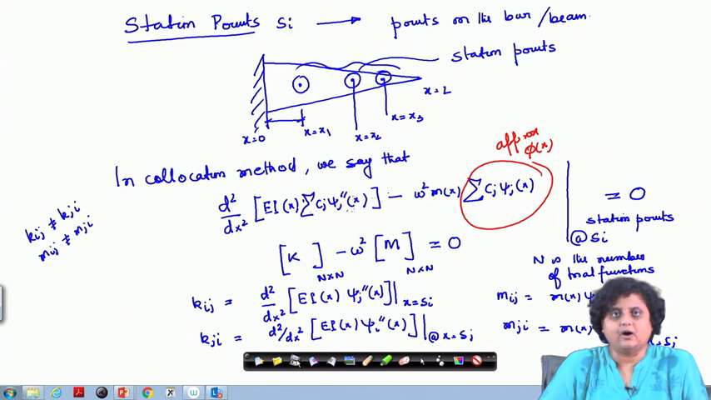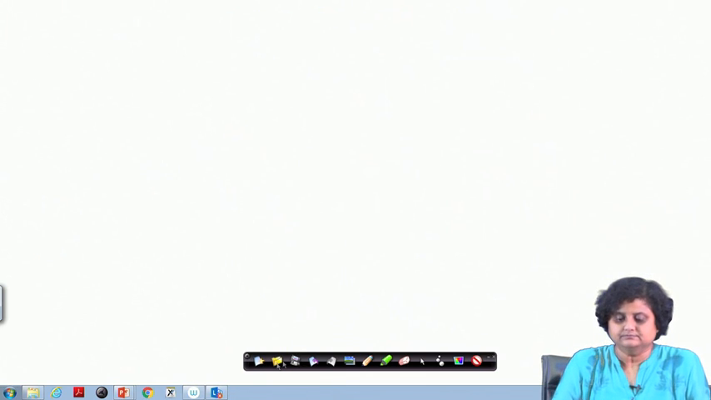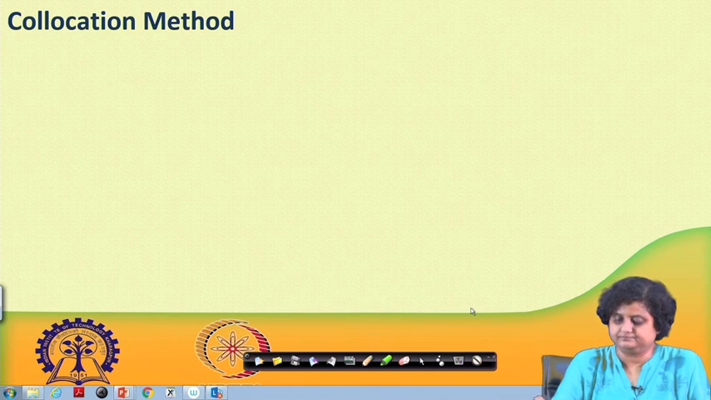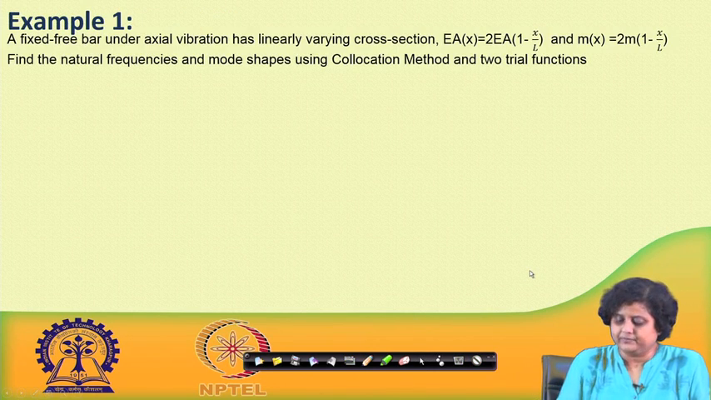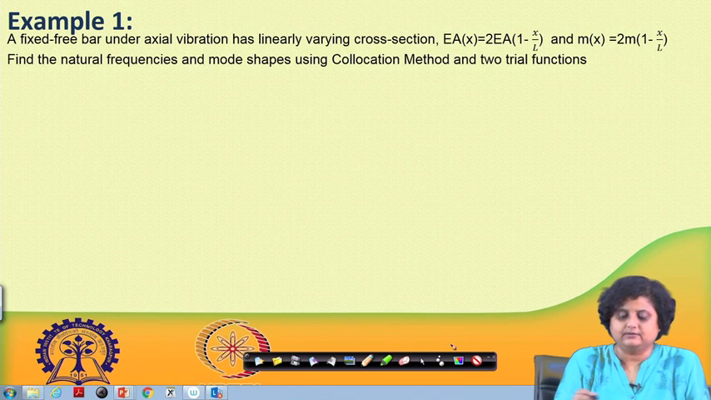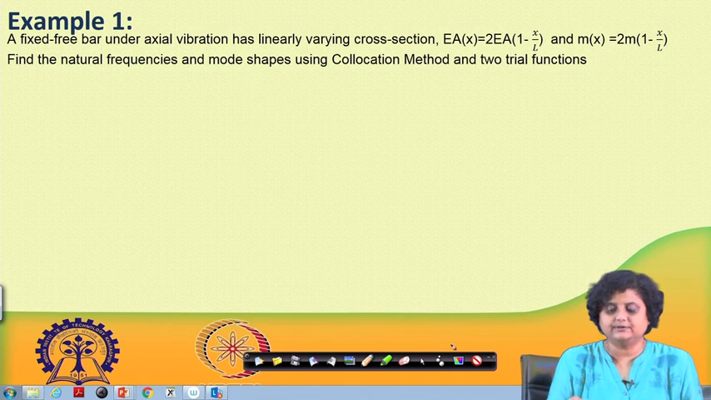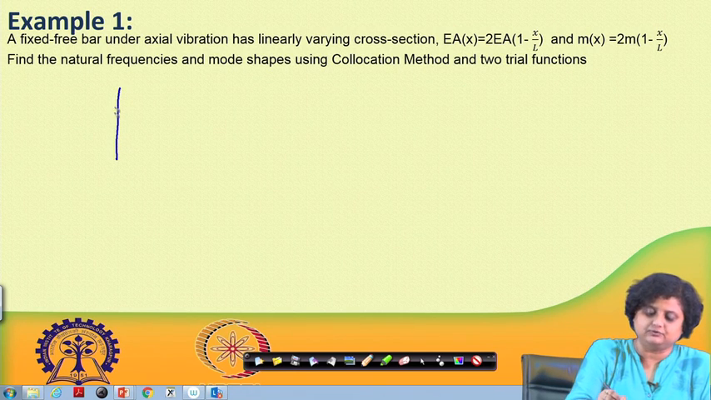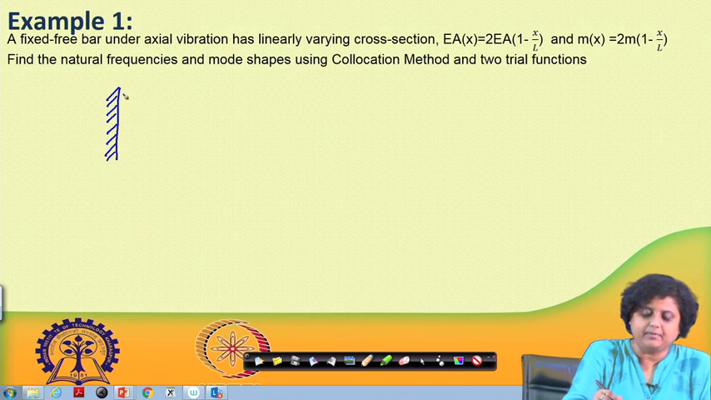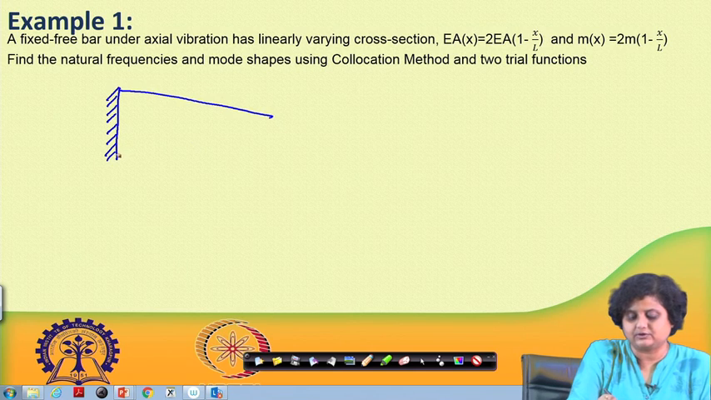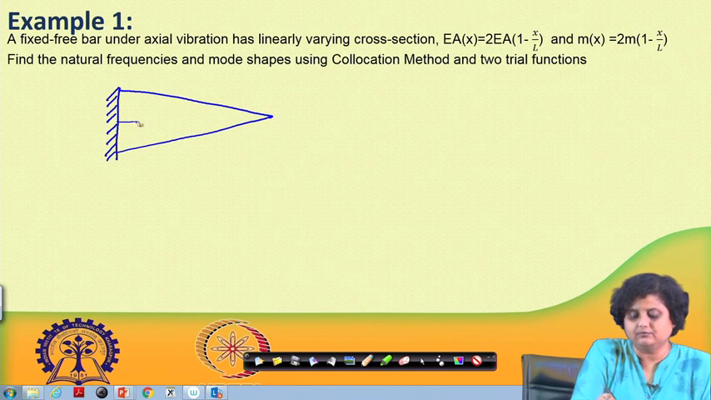What I am going to do now is solve an example which will help us clarify the concepts that we have learned. Let us go back to the example that we have solved using the Rayleigh method. We will solve the same example using the collocation method. So, the problem statement is of this form. I have a bar under axial vibration. The bar does not have a uniform cross section; the cross section is non-uniform.